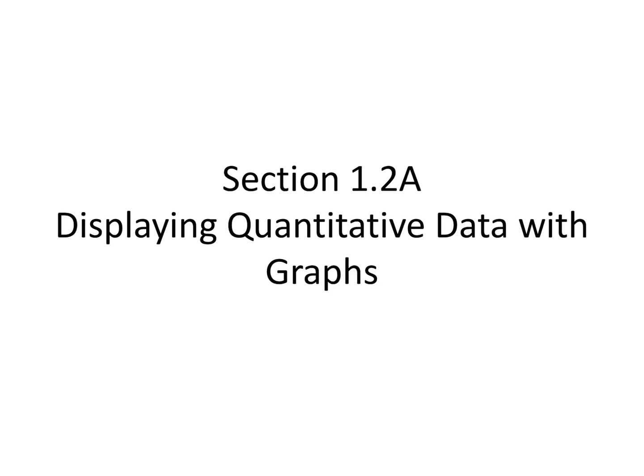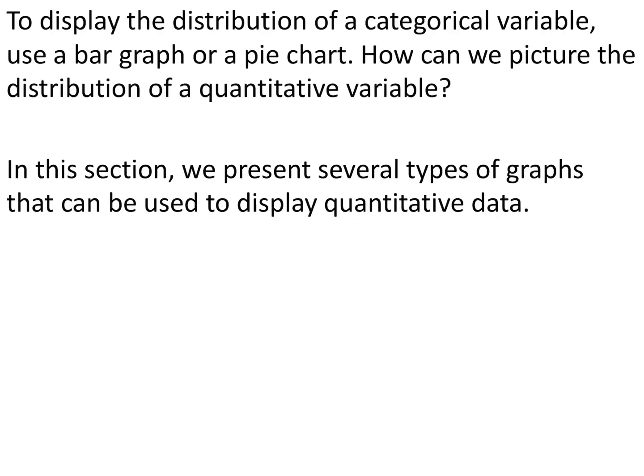This is section 1.1, part A, displaying quantitative data with graphs. To display the distribution of categorical variables, we used bar graphs and pie charts. Remember, categorical variables are the ones that put values or put things into categories. But how will we picture the distribution of quantitative variables? Quantitative variables are the variables that you can do calculations with. They represent a variable that you can manipulate.